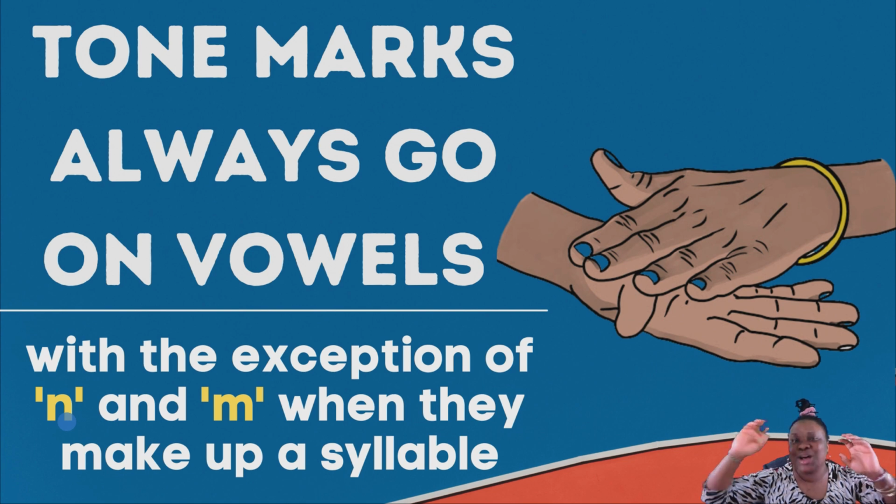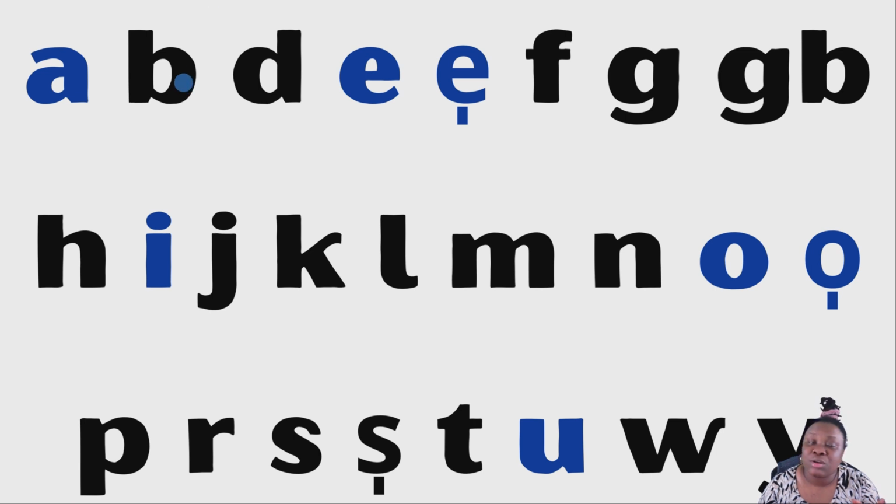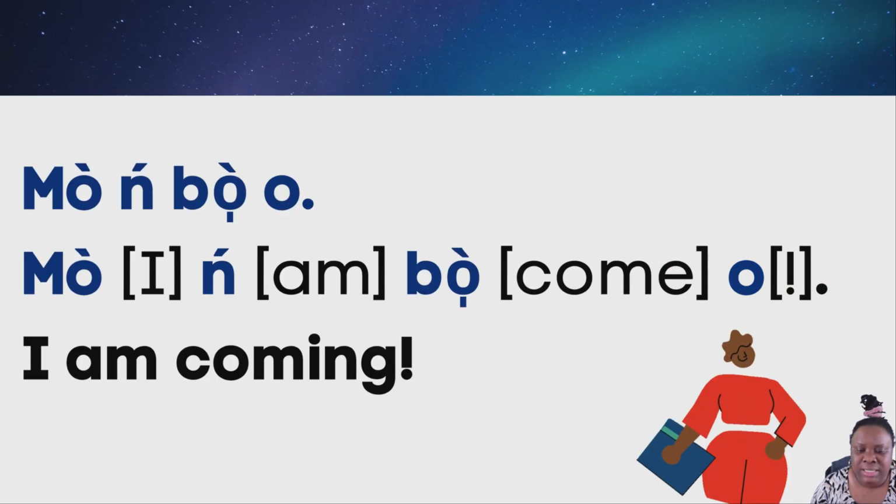Both a consonant and a vowel at the same time. Tone marks always go on vowels, with the exception of ni and mi when they make up a syllable. In that case, that's how they will be pronounced. So will tone marks go on this? No. Will tone marks go on this? No. Will tone marks go on this? No. So let me show you what I mean.